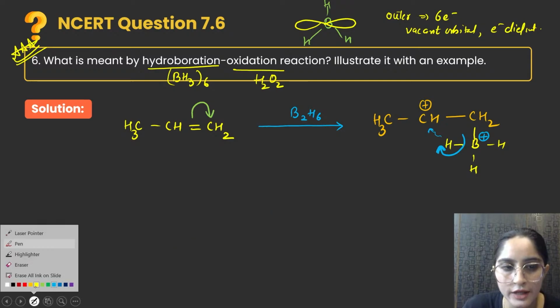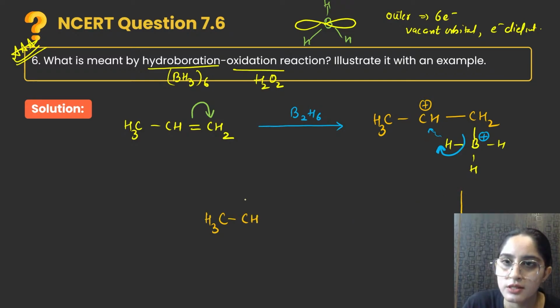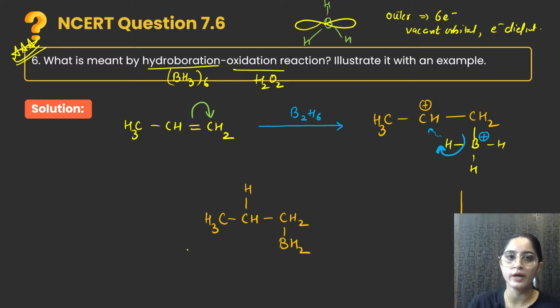So then, beta, in the next step I am going to write, it will become CH3, CH, this is beta H over here, and this is CH2, this is your BH2, right? Okay, understood this part? Understood this part?